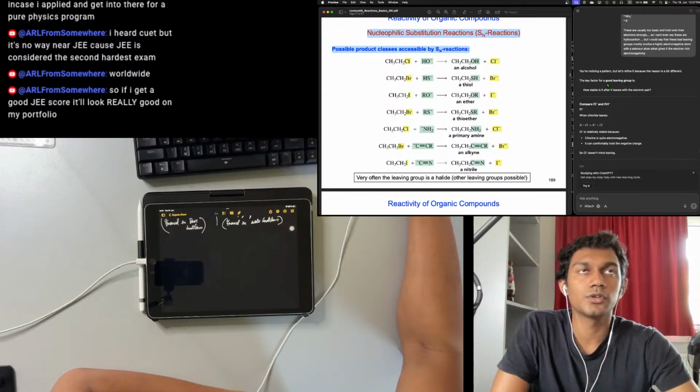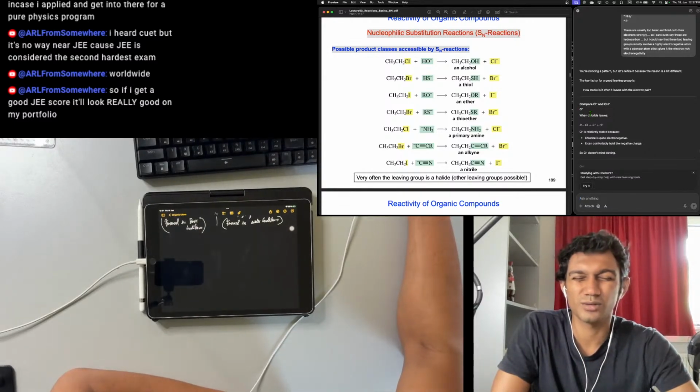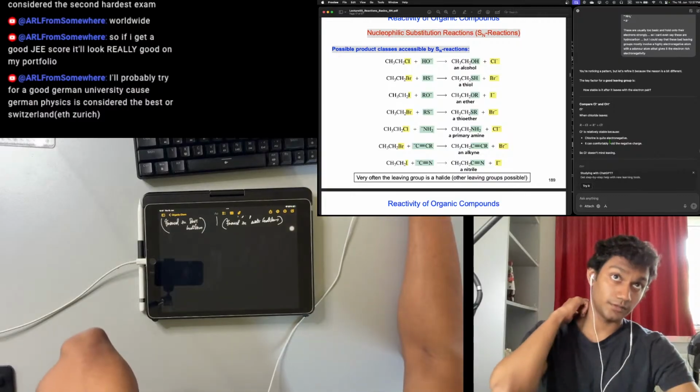Key factor for a good leaving group is how stable it is after it leaves with the electron pair. Chlorine. No, chloride. No, chlorine. Chloride. Hydroxide or alcohol. Chlorine is quite electronegative.